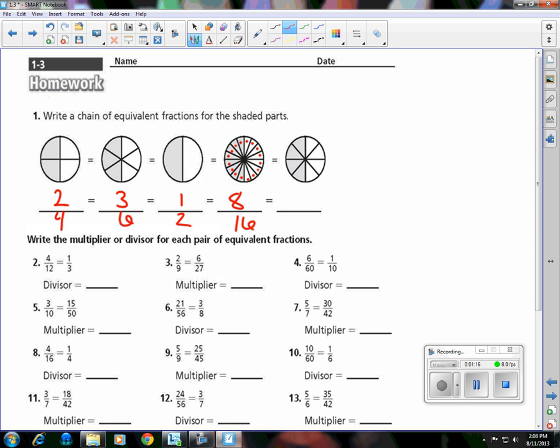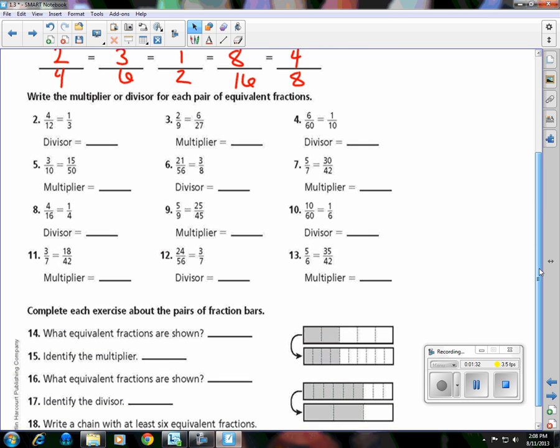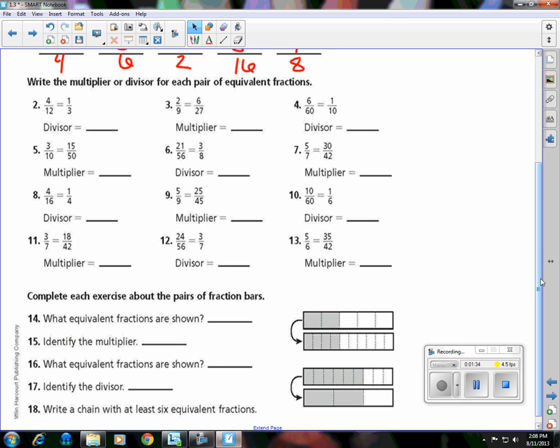Okay, next one, there's 8 pieces. 4 is half of 8. There's 4 shaded pieces. I could double check that and count them, okay? All right, we're going to write our multiplier or our divisor based on the equivalent fractions here, okay? And I hope that I can go through this fairly fast.